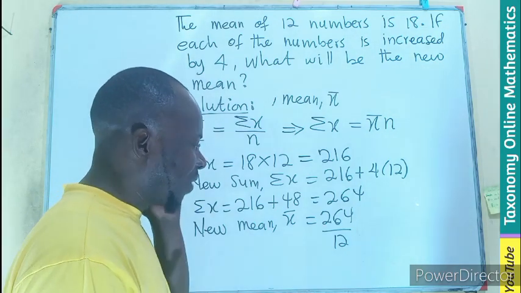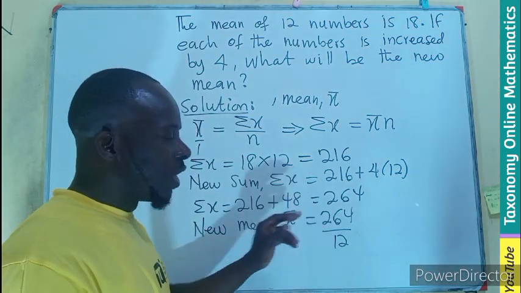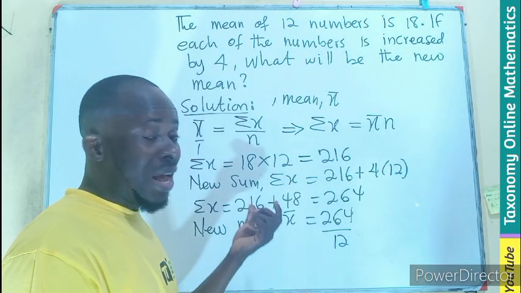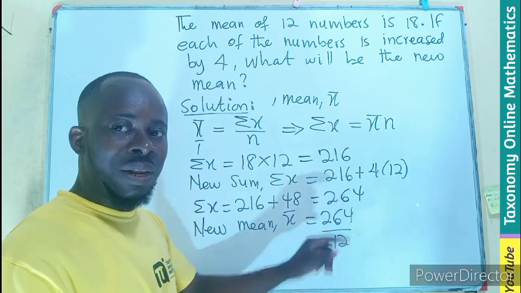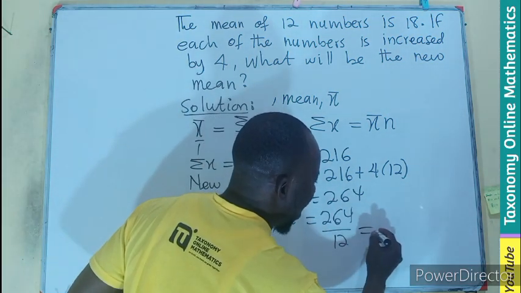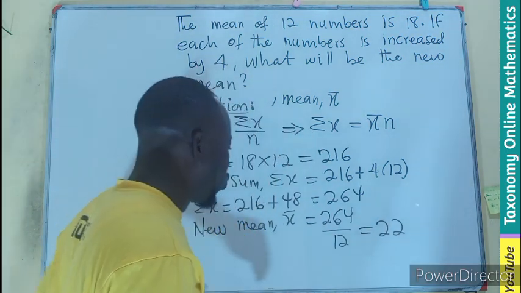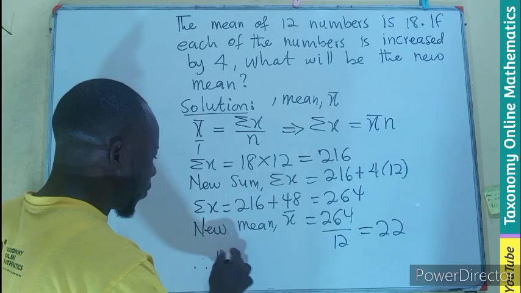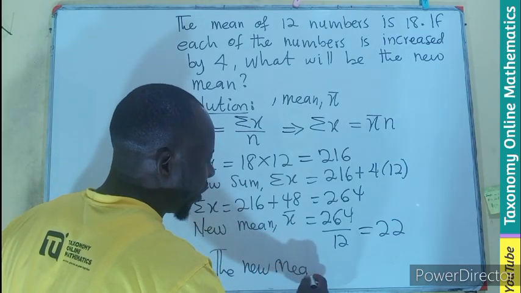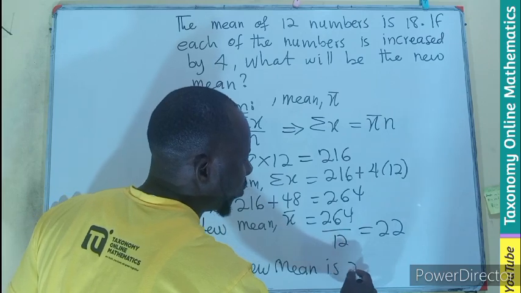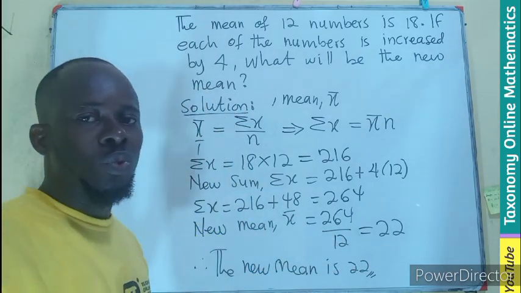And if you perform that division, 12 will go into 26 two times, with a remainder of 2, then another 24. So that means you'll have 22. Therefore, the new mean is going to be 22.